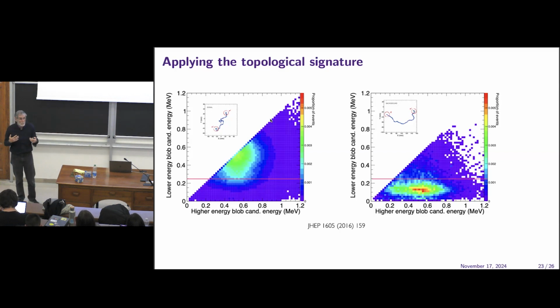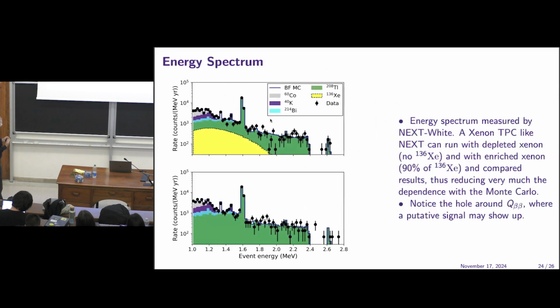Okay? So all this, by the way, is data. So that was the nice thing about NEXT-White. It really showed us what we had in mind. And then we went up and built up the energy spectrum of this thing. And this is the data. This is the various contribution sources.